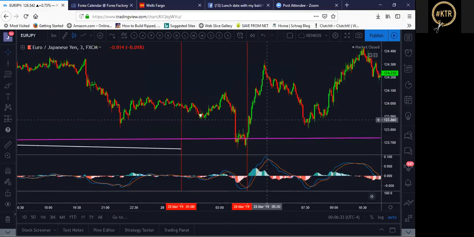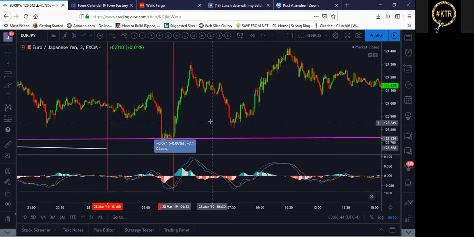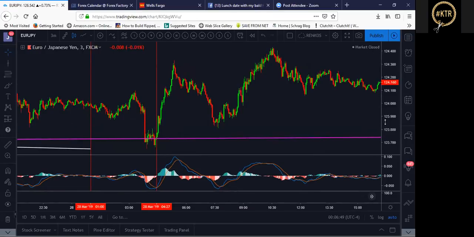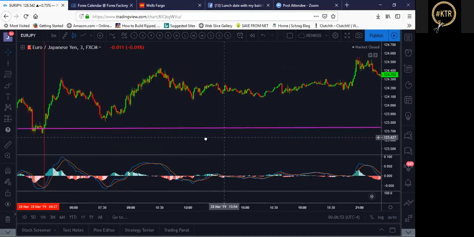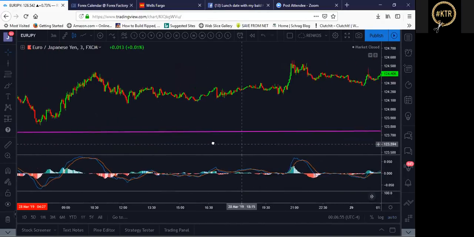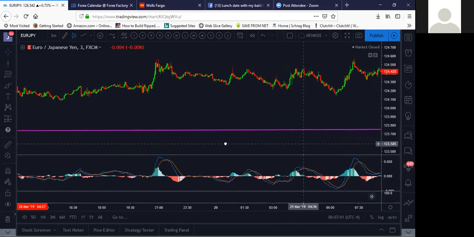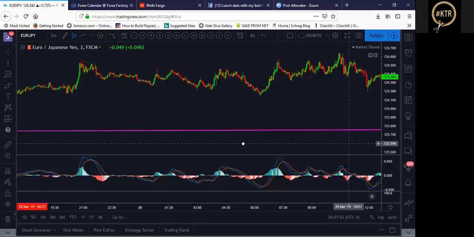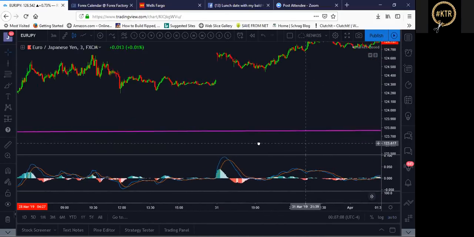Of course, your stop loss would have been here. Let's see how much of a stop loss that would have been. That would have been a 7 pip stop loss. Ladies and gentlemen, when did price ever hit my stop loss? Never. That's crazy. Never touched it.